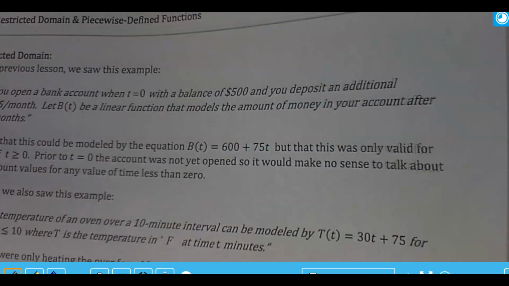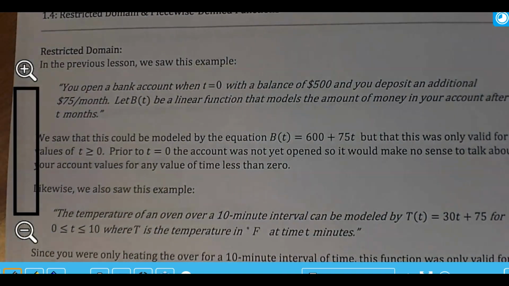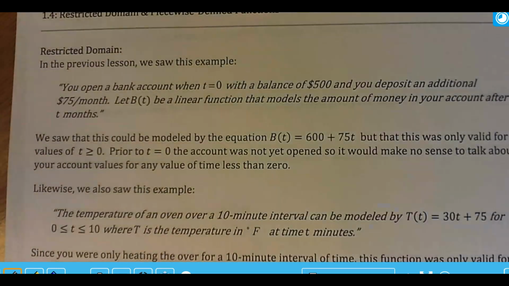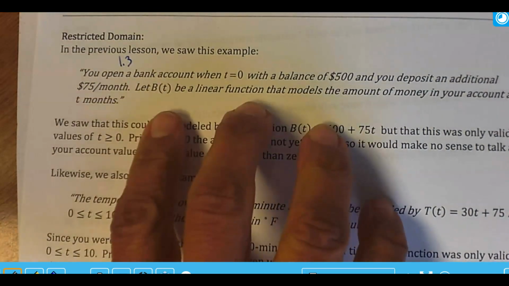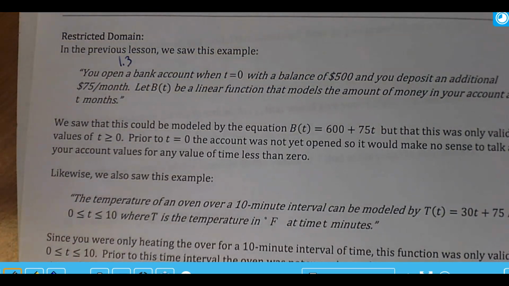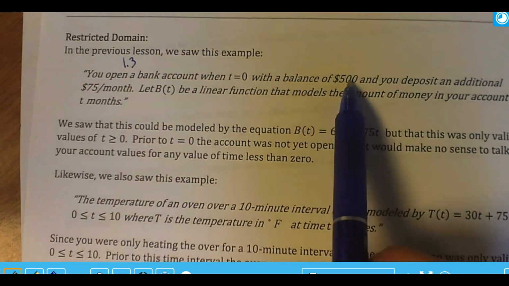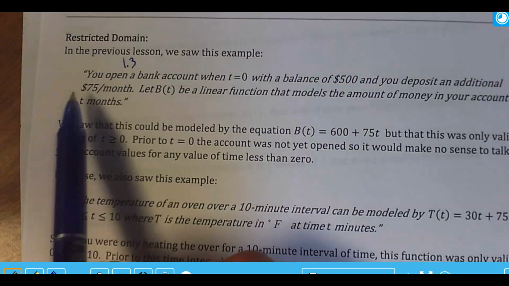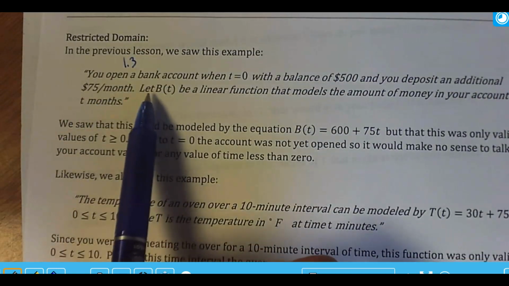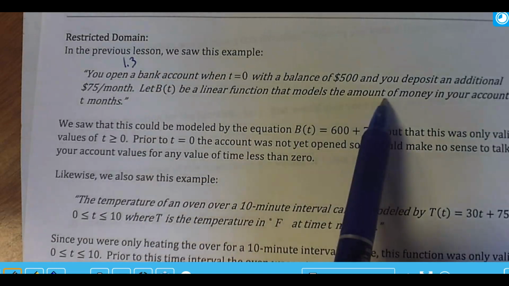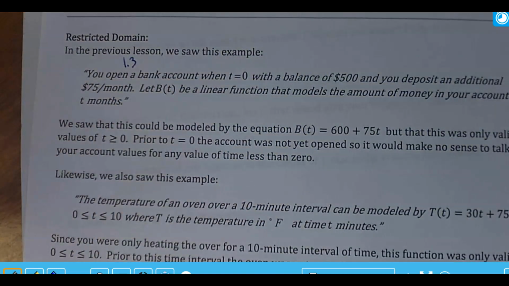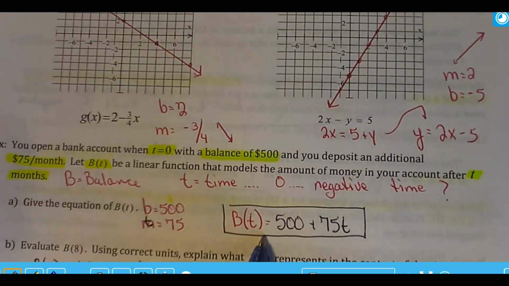All right, so before we do that, I do want to visit this part right here at the top of page 18. And back in the previous lesson, so when it says the previous lesson, we're referring to 1.3, we had a problem that represented the bank account. It says here you open a bank account when t equals 0. T was your time, that was your months, with a balance of $500, and you deposit an additional $75 per month. And it said let b of t be a linear function that models the amount of money in your account after t months. So going back to section 1.3, that was on page 17, and we did that right here.